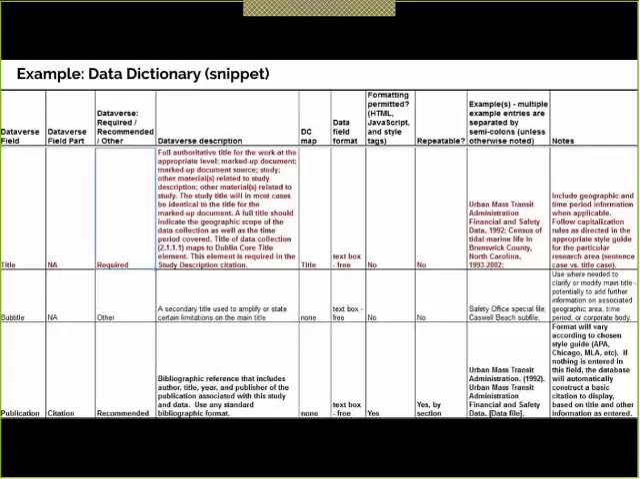Is formatting allowed? So are you allowed to use HTML or any style tags? Some of these fields you are and some you aren't. Is the data in there repeatable? In some cases, no. You can only have one title, but you can have more than one publication. And then examples of what that data might look like and any notes about that. So your data dictionary may not look anything like this, but this is one that was useful for us with a particular project. Any questions at this point?